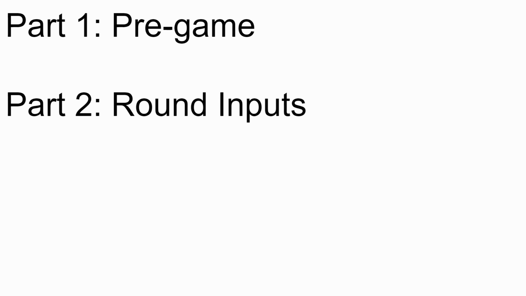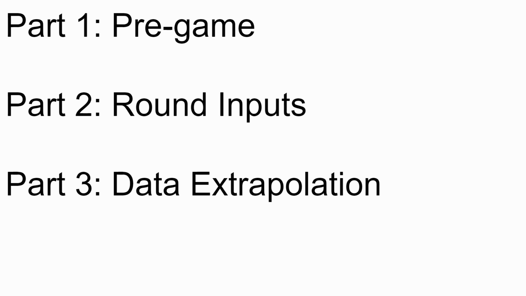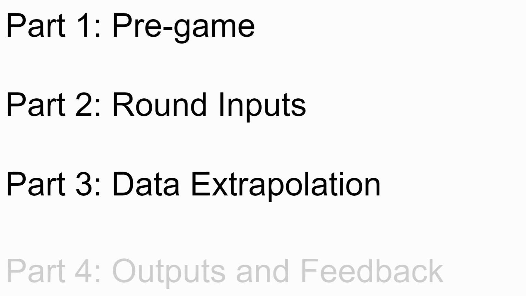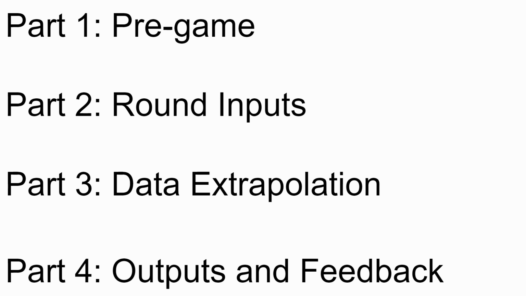My program can be split into 4 parts. We have the pre-game phase, and then parts 2 and 3 are active data, kind of round by round, the inputs and outputs, and then part 3 is how that data is manipulated and extrapolated. And then part 4 is what's actually outputted to the player and the feedback they receive.